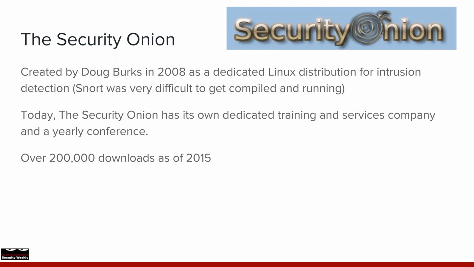So one of the benefits and the reasons I like Security Onion is because those challenges and struggles I talked about earlier are almost non-existent when you get the Security Onion, because you can drop that VM in, and Doug and his team have already pre-compiled and configured everything for you, saving you a bunch of time, which is great. Security Onion is now owned by a dedicated training and services company. It had over 200,000 downloads as of 2015. Having a strong community around it is also a big plus in my mind for open source projects.